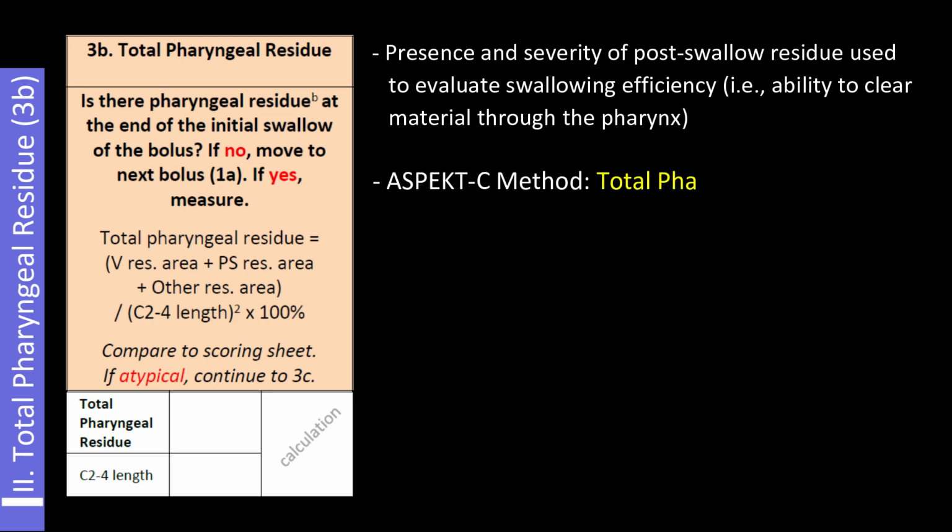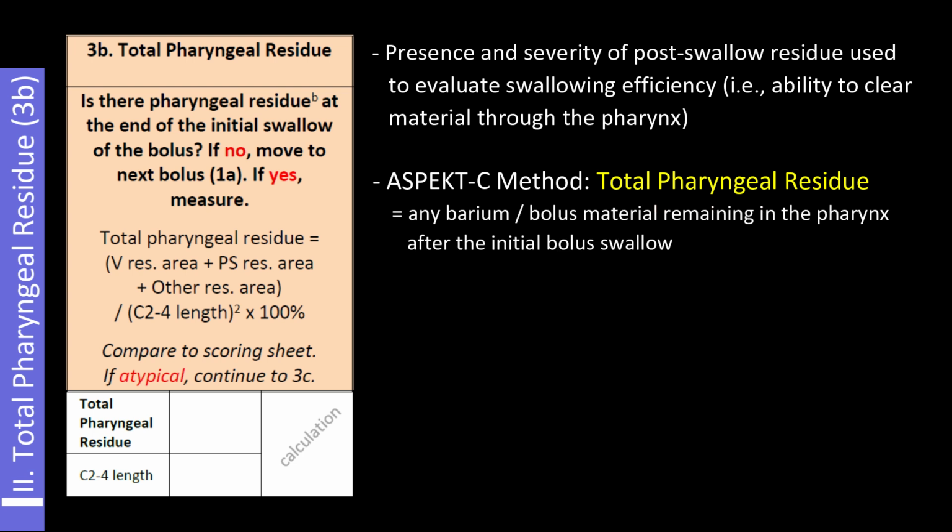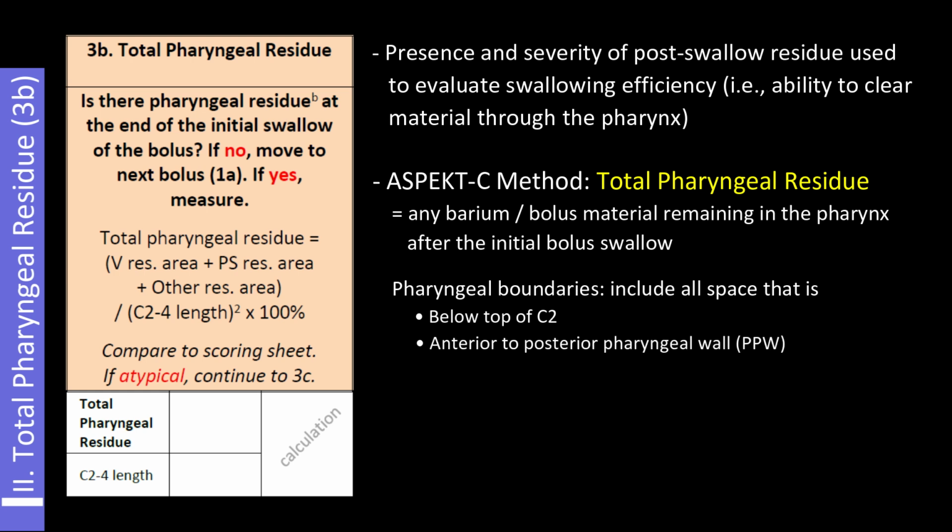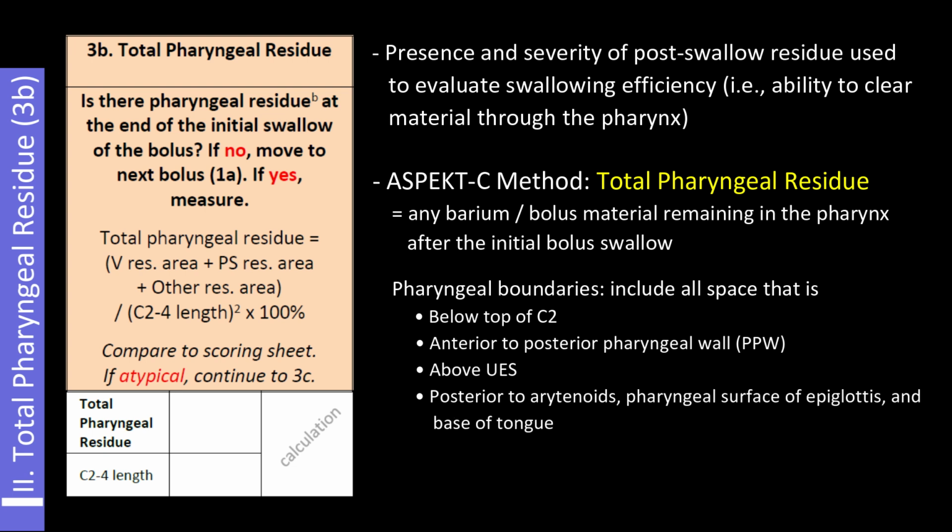In the ASPEKT-C method, total pharyngeal residue refers to any barium or bolus material remaining in the pharynx after the initial bolus swallow. The boundaries of the pharynx are defined to include all space that is below the top of C2, anterior to the posterior pharyngeal wall, above the UES, and posterior to the arytenoids, pharyngeal surface of the epiglottis, and base of tongue. For the superior boundary, it may be helpful to visualize a line that cuts across the pharynx at the level of the top of C2.